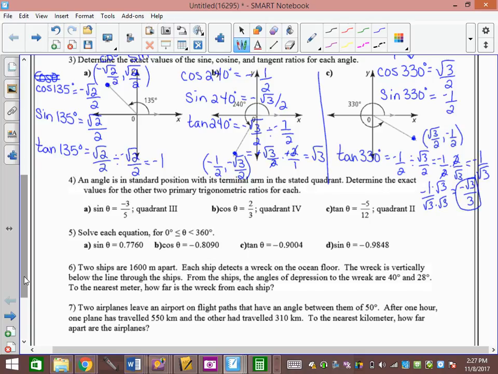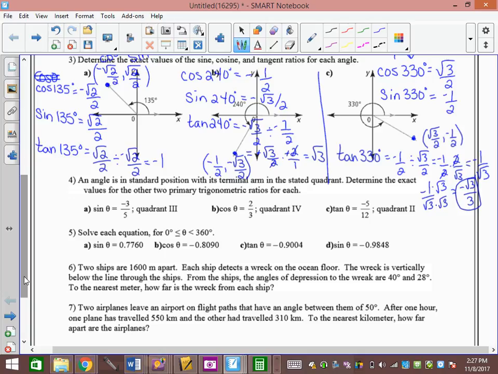Okay. Number 4. Let's pay attention. You guys are going to do it. Number 4 says an angle in standard position with its terminal arm is in the stated quadrant. Determine the exact values for the other two primary trig ratios. Instantly, if I ask you for a trig ratio, or the two primary trig ratios, or whatever I ask you, if it's a trig ratio, you have to draw a triangle, use Pythagorean theorem to get through the third side, and then you can give a trig ratio.